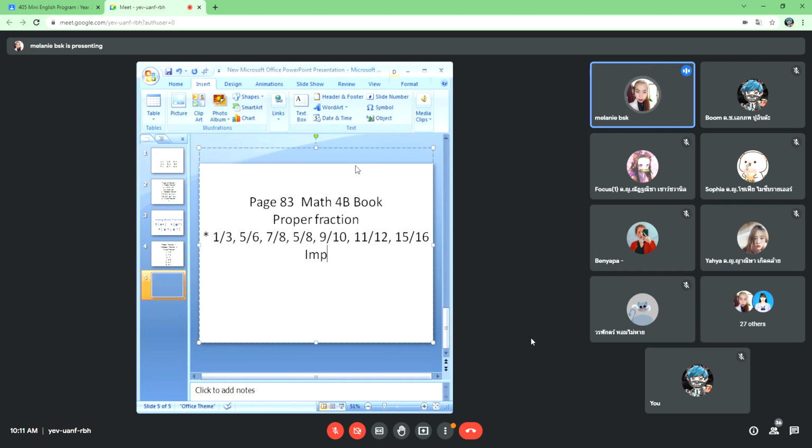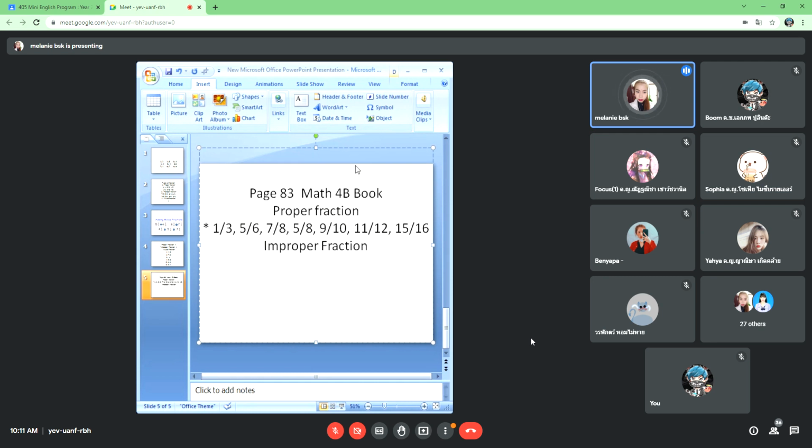Improper fractions. Let me see how many of you got the perfect score. For the improper fractions, you have to draw a rectangle. Here we go. What are the improper fractions? 3/2. Great job. Next, 4/4. Great job. What next? 7/7. 6/5. Okay, 6/5. What next?